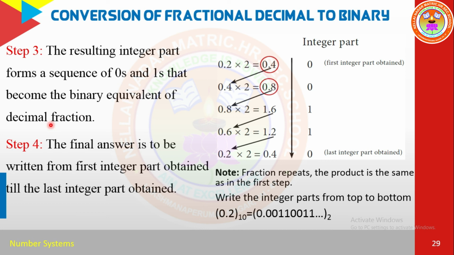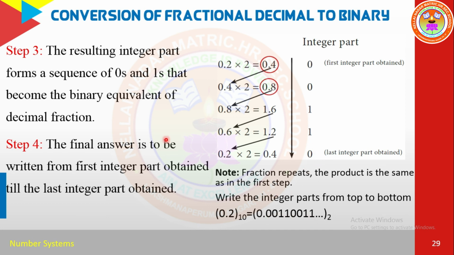Yes, correct. So what is this one? The resulting integer parts are the sequence of zeros and ones combination. They are telling it like that. Then step number 4: the final answer is written from the first integer part obtained to the last integer part obtained. That means right from here to here, you write all the numbers in top to bottom order. Automatically you get the answer.